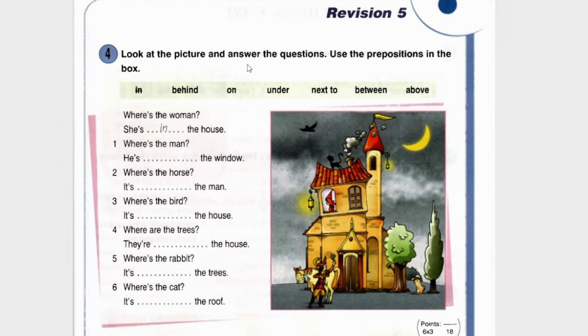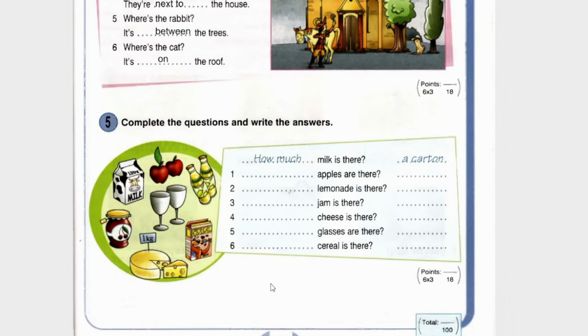Look at the picture and answer the questions. Use the prepositions in the box. Where is the woman? She is in the house. Where is the man? He is under the window. Where is the horse? It's behind the man. Where is the bird? It's above the house. Where are the trees? They are next to the house. Where is the rabbit? It's between the trees. Where is the cat? It is on the roof.